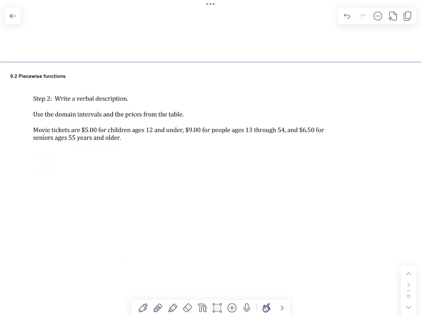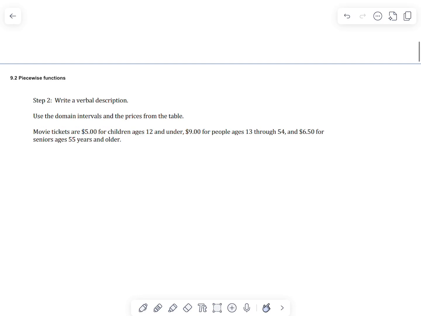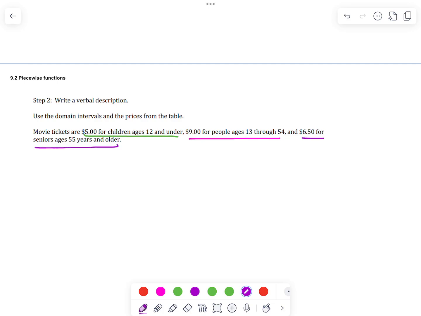Step 2, write a verbal description. Use the intervals that we just created and the prices. So movie tickets that are $5 for children 12 and under. So that was the first piece. $9 for those who are 13 to 54. And $6.50 for those who are 55 and older. So that would be our verbal description for that graph.